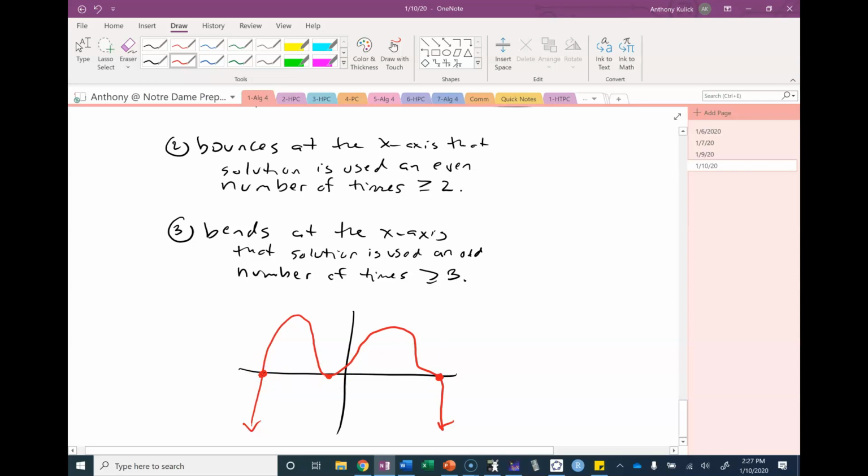So here's a graph of a polynomial. That x-intercept is straight. If I look at just that little piece of the graph, it goes straight through the x-axis. Everybody see that? This x-intercept is a bounce. If I look at just that little piece of the graph, it looks like it hits the x-axis and then bounces back the direction it came from, right?